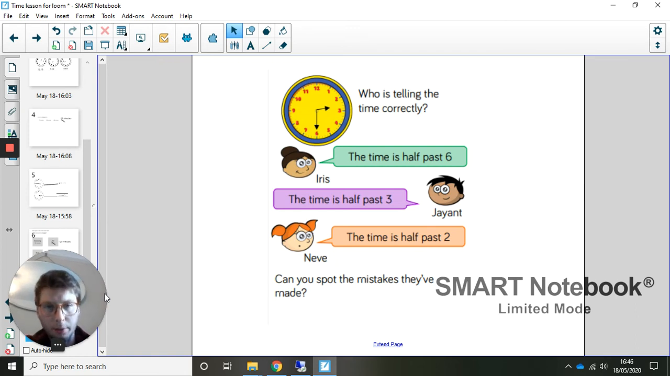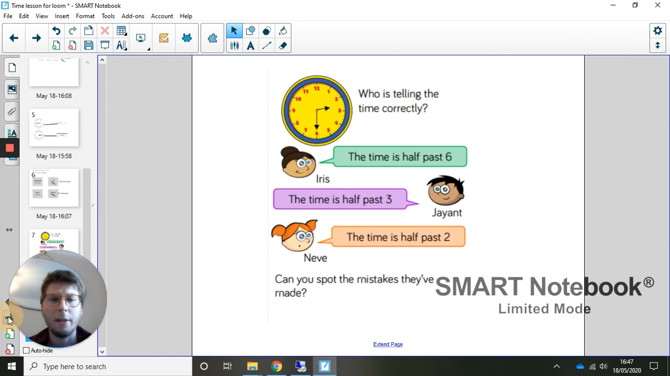So let's have a look at our clock. Now the hour hand has left the 2 and it's not on the 3, so it must be 2 something. Okay, so that's going to help us to start with. Now we also know that it's 2:30 because we know that the big hand is pointing towards the 6, so it must be 2:30. Okay, so let's have a look at the 3 options again. Does anyone say that? Yes, they do. So Neve says the time is 2:30. So that one is correct. So Neve is telling the time correctly.